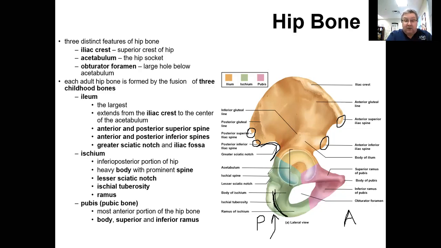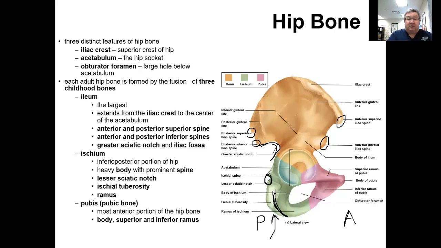There's also a small notch right here. This is the lesser sciatic notch. All right. So the two sciatic notches are on the posterior side. And the notches themselves differ in size. You got the greater sciatic notch and you got the lesser sciatic notch.